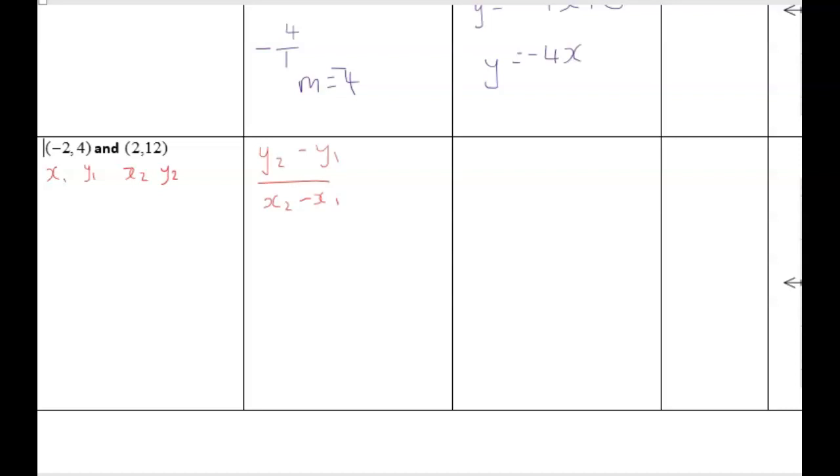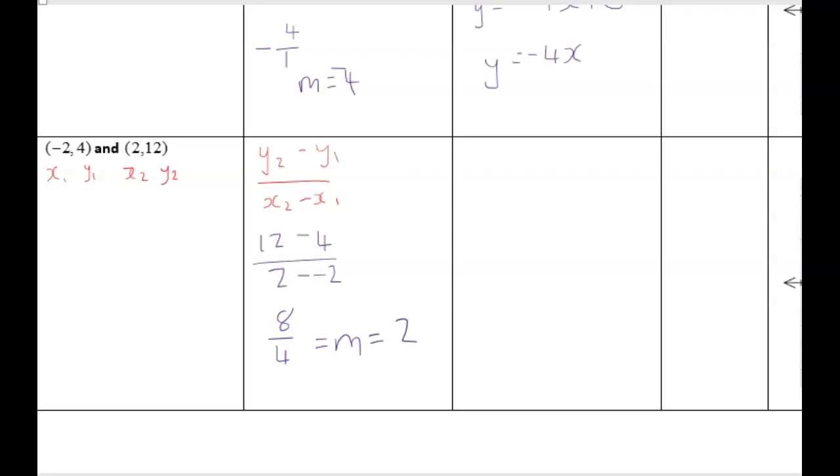Okay, and now let's substitute in. So y2 is 12, y1 is 4, okay, x2 is 2, and x1 is -2. So we've got minus, -2. 12 minus 4 is 8, and here we've got 2 plus 2 is 4. So our gradient is 2.